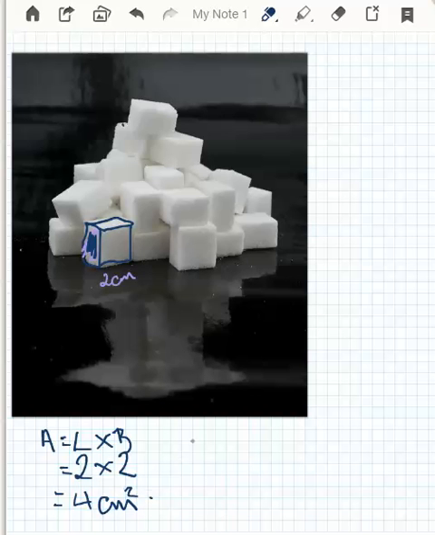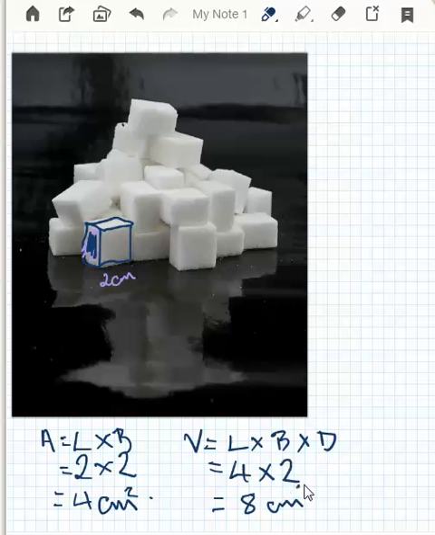It's centimeters squared. When we're looking at volume, it's length times breadth times depth, and we've already worked out the length times breadth is 4, and the depth, because all lengths are the same size, is 2. So that's 8, and now it's centimeters down one side times centimeters along the other side times centimeters again. So it's 3 lots. It's three-dimensional. It's centimeters cubed. So that's the answer to that one.